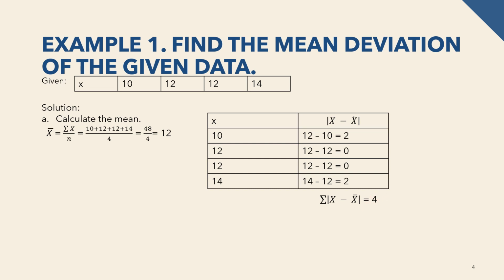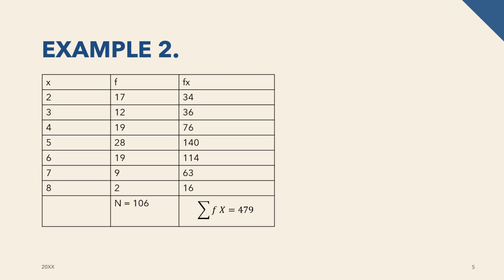Now, how do we get our MD? From the MD formula, that is equal to the sum of x minus x bar, or the score minus the mean, divided by n. So we have 4 over 4 is 1. So that means the mean deviation is 1. All right, next we have another example.